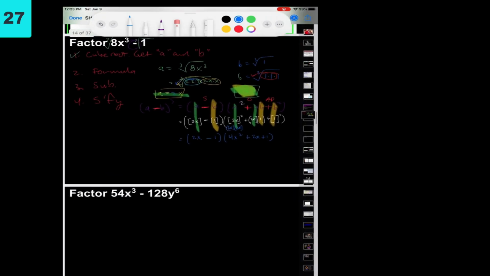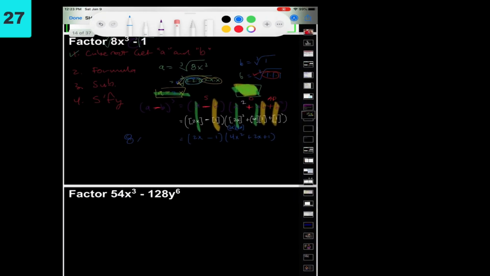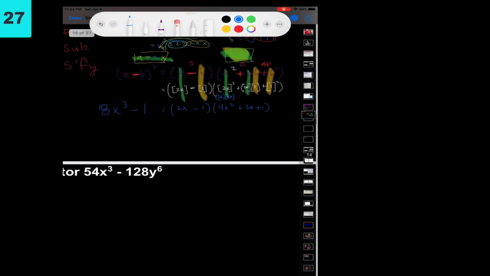So if you wanted to factor 8x cubed minus 1, your answer would be 2x minus 1 times 4x squared plus 2x plus 1. Let's highlight that. This is our answer.